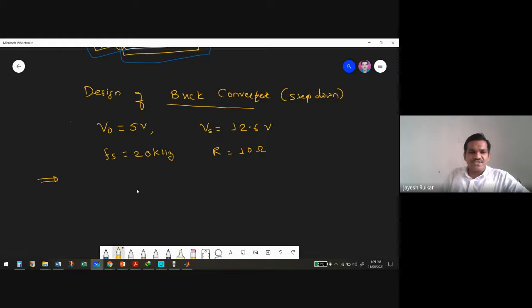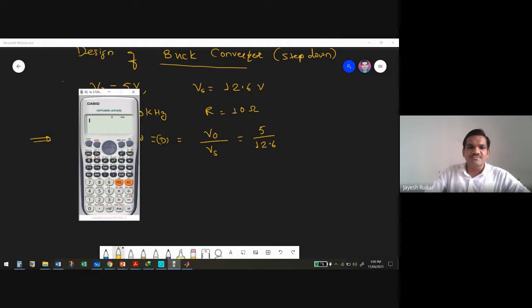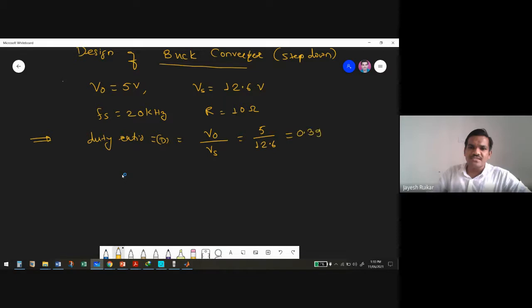First we will find the duty ratio. The duty ratio is defined as D, and it is the output voltage V0 divided by the source voltage Vs. We have 5 volts and 12.6 volts, so we have 5 divided by 12.6, which comes out to be 0.3968. This is the value of the duty ratio.